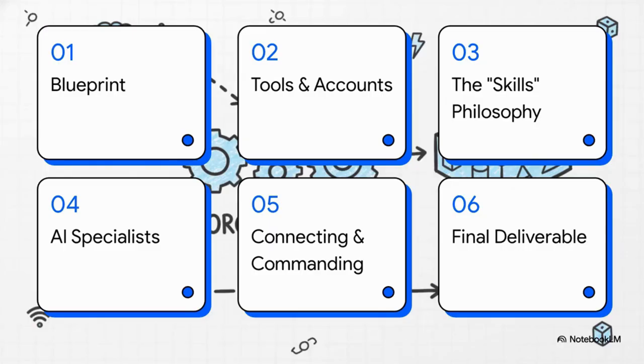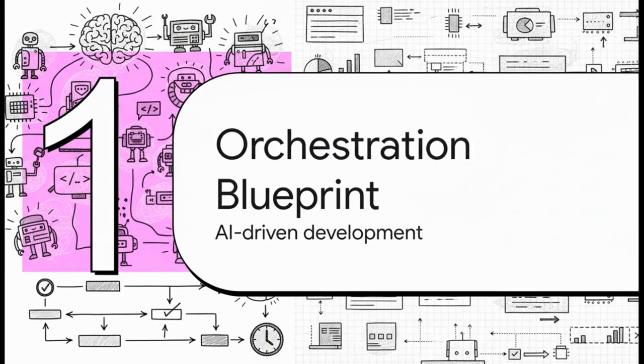This technical walkthrough is divided into 6 sections. We will cover the blueprint for orchestration, the necessary tools and accounts, the philosophy behind using AI skills, the specific AI specialists we will configure, how to connect our database, and finally, the expected deliverable. We begin with the core workflow.